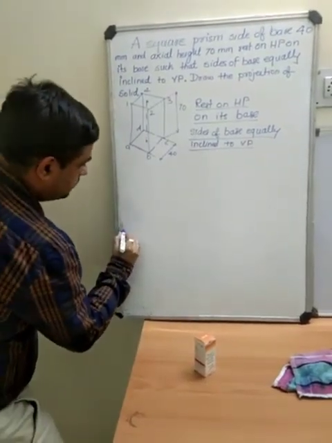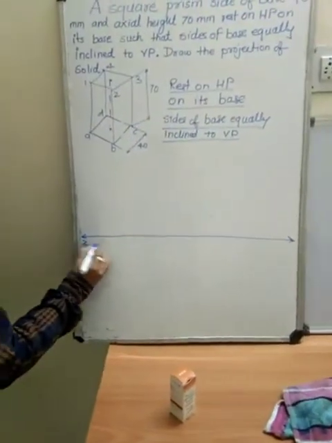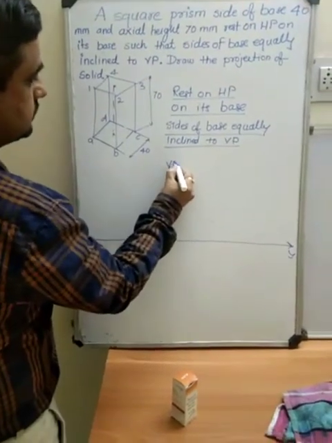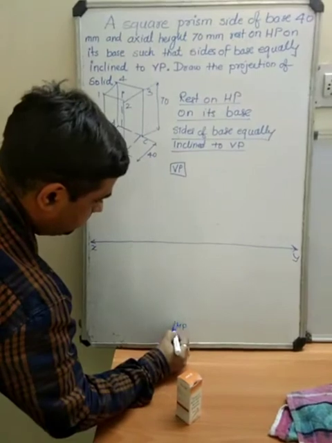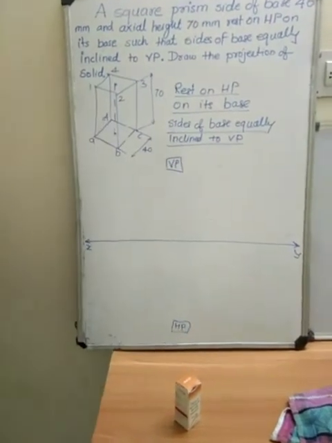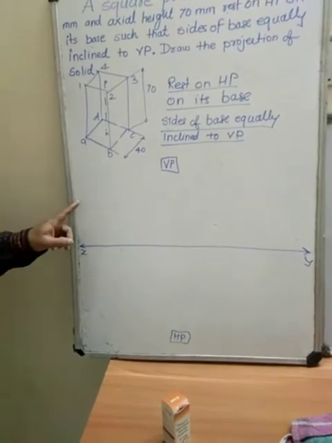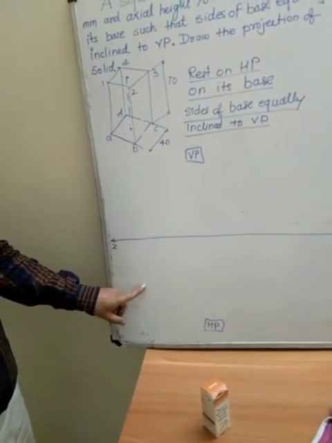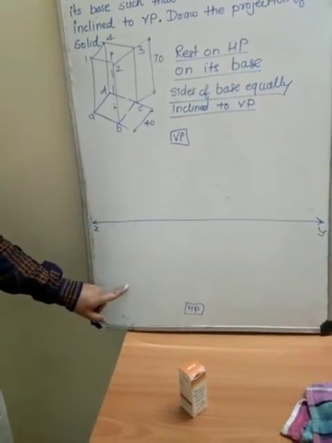Now it is in first quadrant, so draw the XY line. After drawing the XY line, we have to define the plane. So this is VP, this is HP. Now the question arises: where to start that drawing, either from VP or from HP?